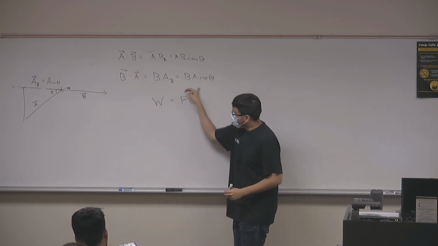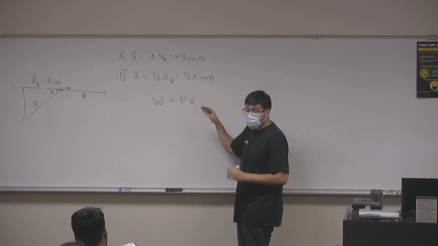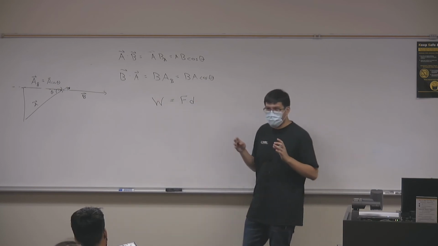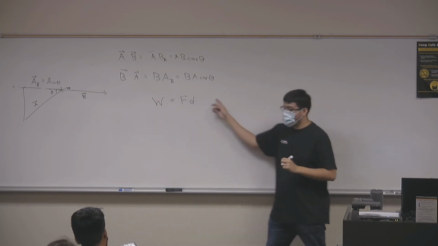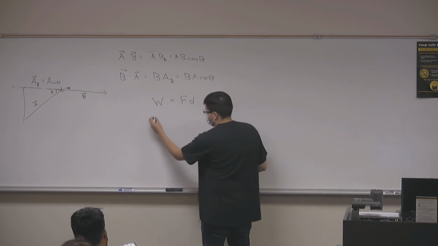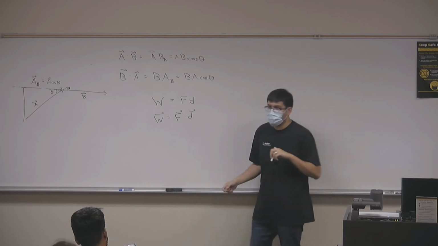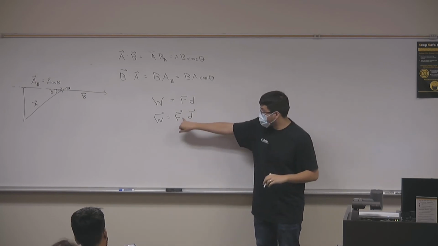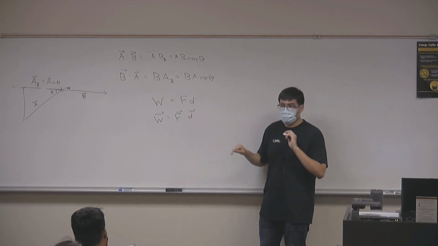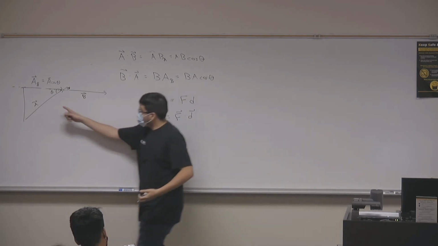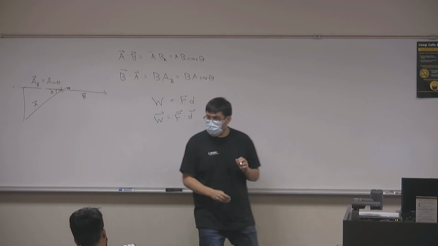So if my force and my direction are in the same direction, then I can use this equation. But if they're not, then I have no choice but to treat them as vectors. And then my work is actually force dot distance. And that's how I calculate work physically for two vectors that are not in the same direction.